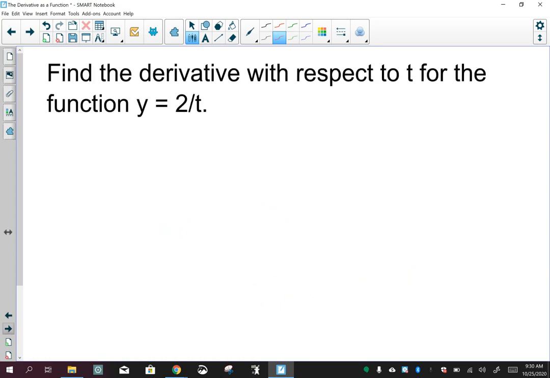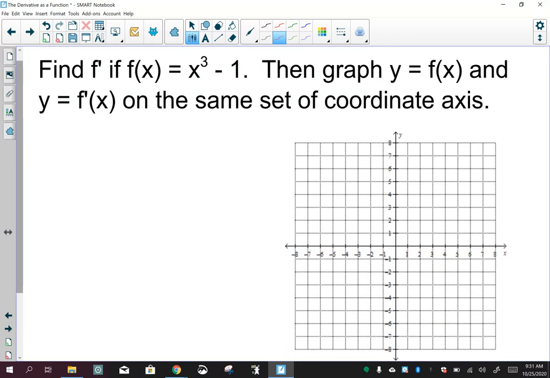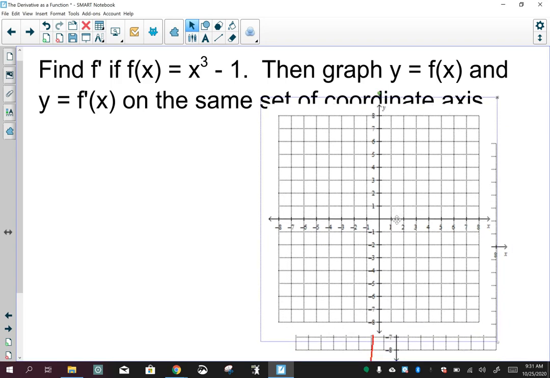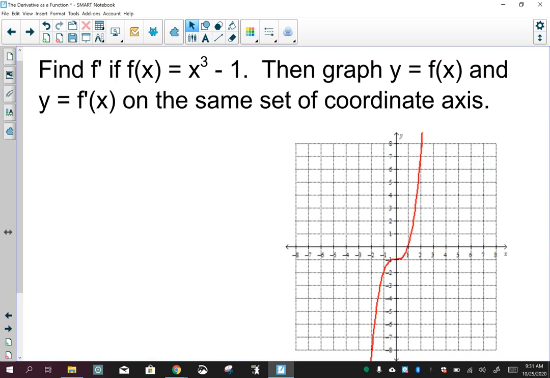So now let's talk about graphing. So I want to find f prime if f of x equals x cubed minus 1. So then the graph of f of x and f prime, then I want to graph those f primes on here, okay? So what I want to do is I want to come over here and I want to graph my x cubed minus 1. So, I don't have that on here. Oh, I do. So when I do that, I get that, okay? So this is the x cubed minus 1.